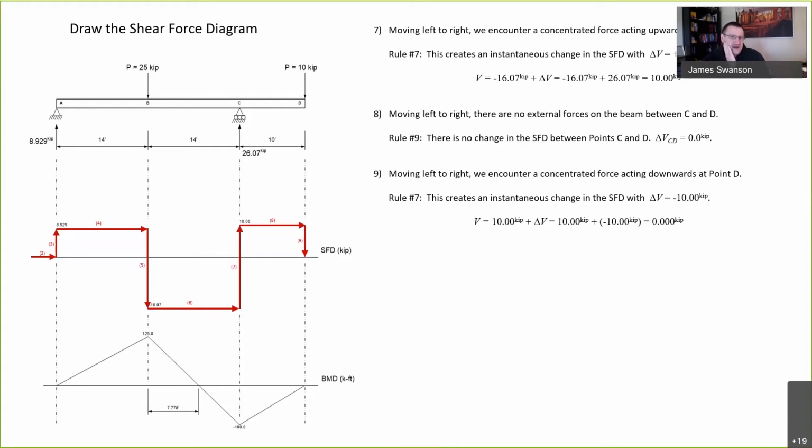So, step number 10 is we need to check to make sure that the shear force diagram closes.